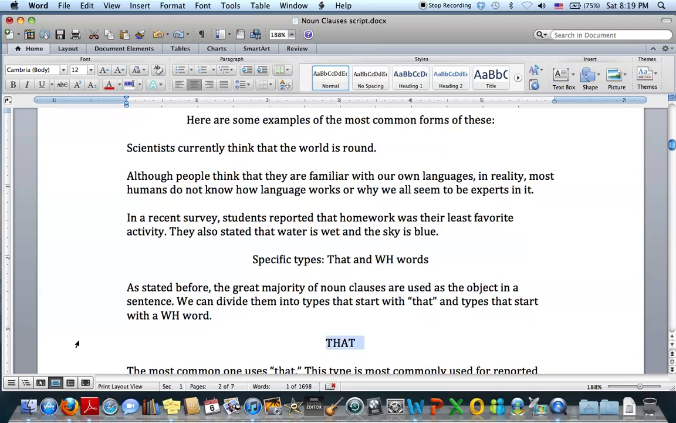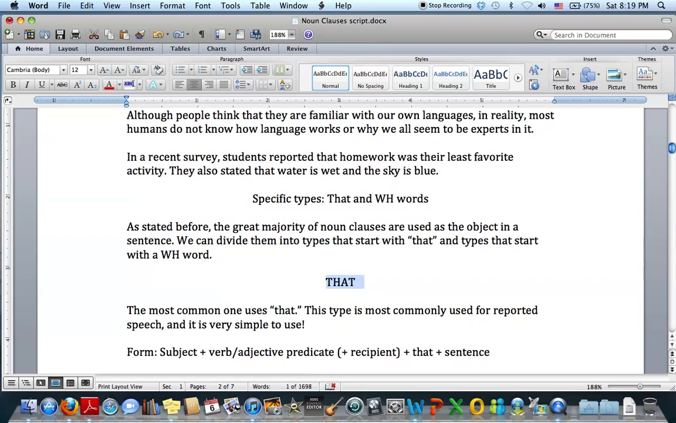We'll start with that. So the most common type of noun clause starts with that. And this is the type that's most commonly used for reported speech. It's really, really easy to use, which is why basically after this part of the video, if you want, you can just stop it and you'll be okay for most of the noun clauses that you'll ever use in academic writing. You'll still want to keep going if you want to figure out the rest of it, but really if you just do this part, you're done.